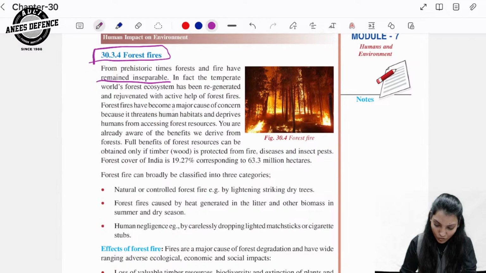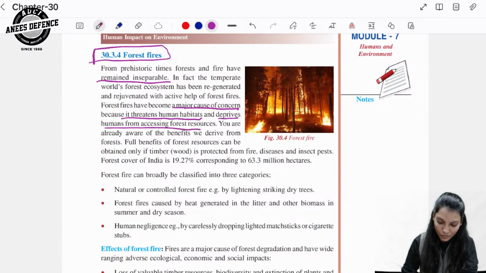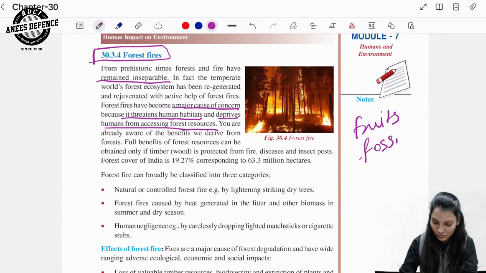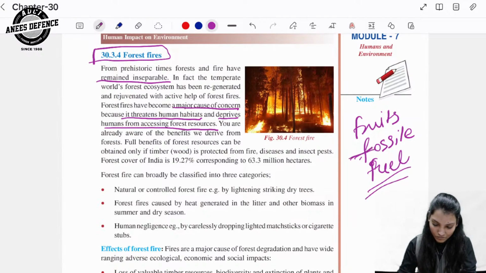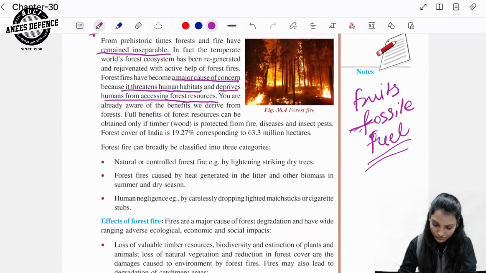Forest fire is a major cause of concern because it threatens the human habitat and deprives humans of accessing forest resources. We have so many things which we can bring from the forest, like fruit. We are depending on fossil fuels. For fossil fuels, we are dependent on the forest only.